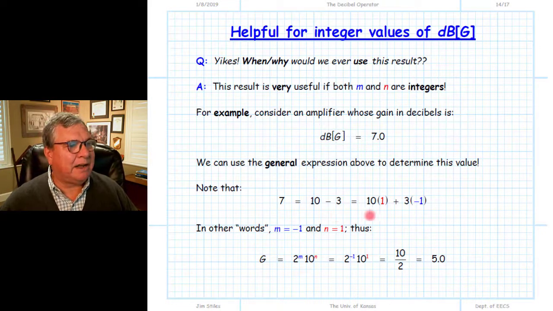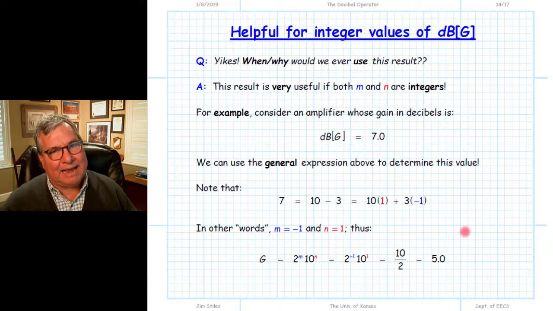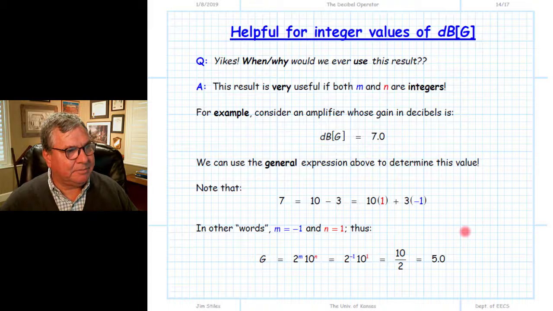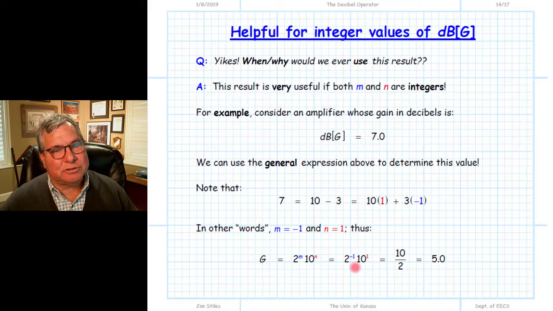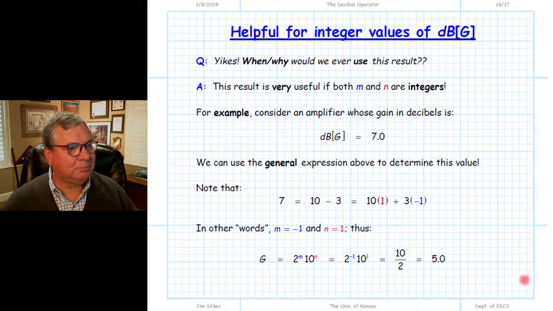If we say our amplifier has a gain of 7 dB, what we're really saying is that amplifier has a gain of 5. Notice we did not have to take out our calculator. We did not have to determine any logs or take any power other than the simple integers to get that result.